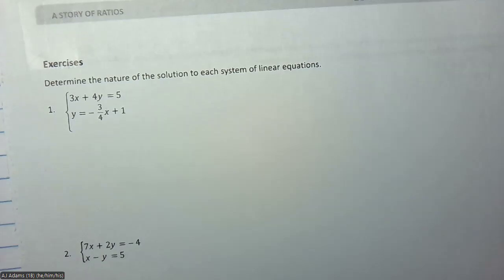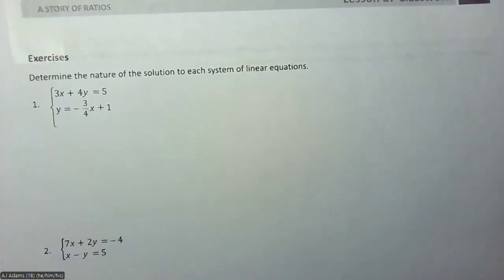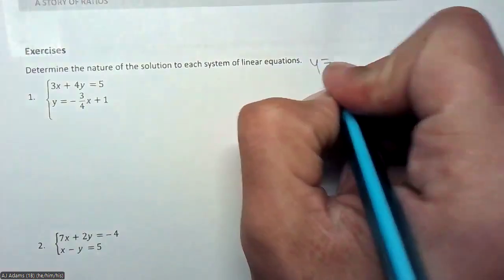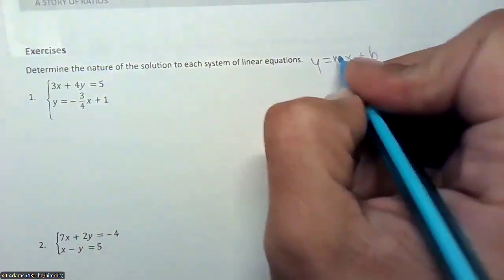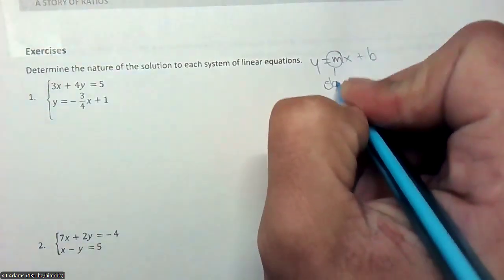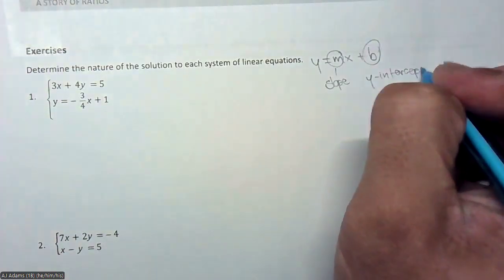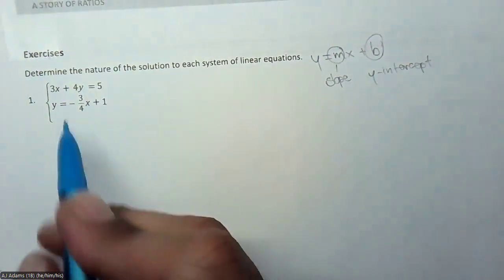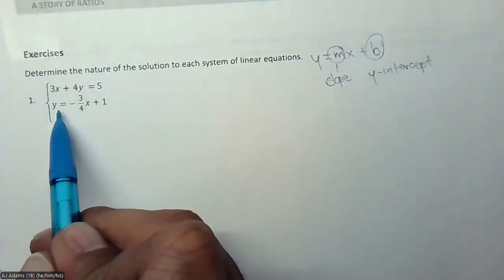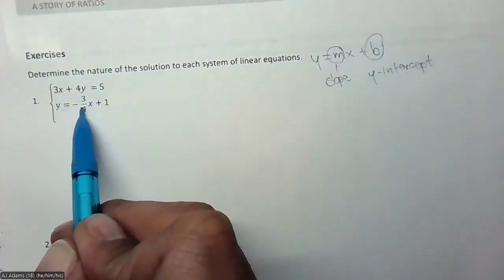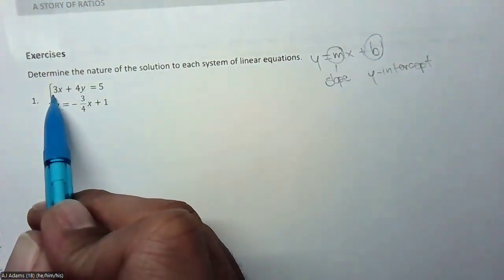All right, so finally, number 1. Determine the nature of the solution to each system of linear equations. As always, before we can compare slope and intercept for two equations, we need to have both equations in slope-intercept form. Slope-intercept form is y equals mx plus b, where m is the slope and b is the y-intercept. And if we look carefully, we can see that the second equation is in slope-intercept form, y equals mx plus b. But this equation is in standard form.